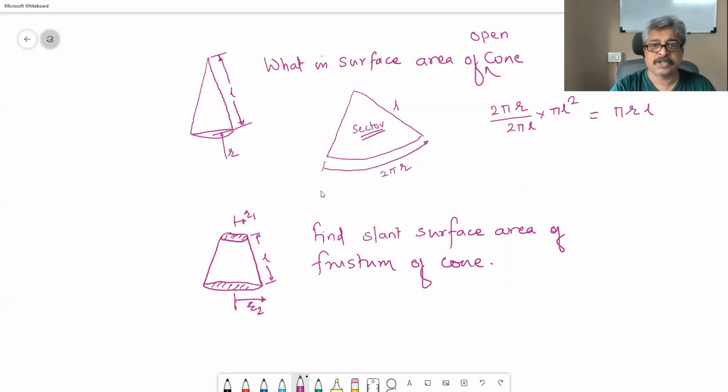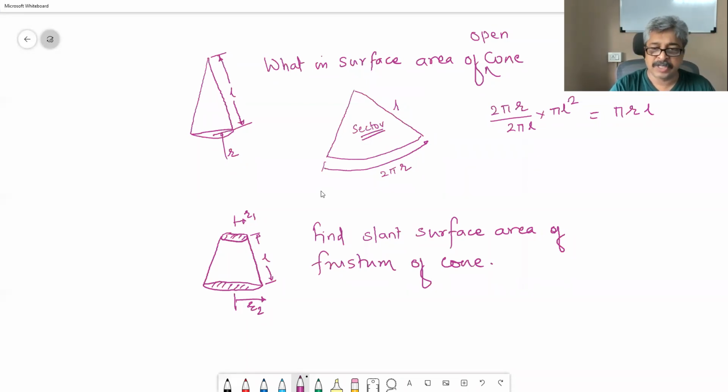First we find out the surface area of a cone having slant length L and base radius R. If we open it, we get a sector of radius L. This length is going to be 2 pi R. Therefore, the surface area of the cone is going to be pi RL.